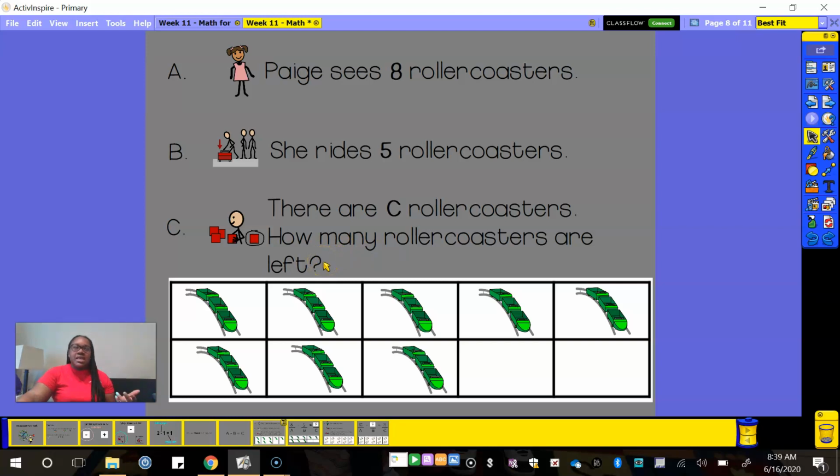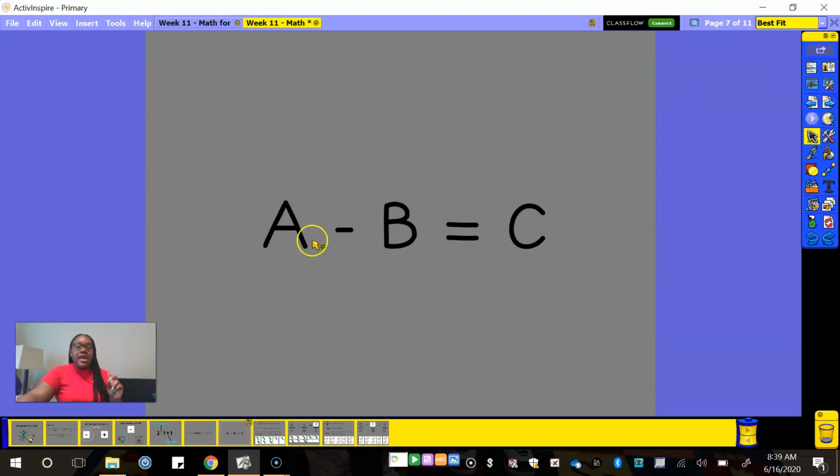So she sees 8 and she rode 5. So they're asking us how many roller coasters are left. So let's try to solve our problem. Remember, we always have A minus B equals C.